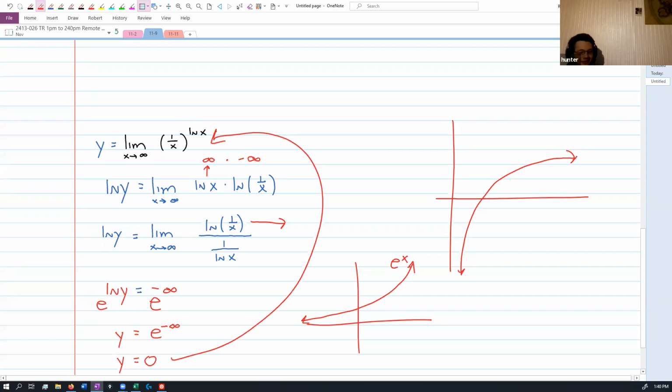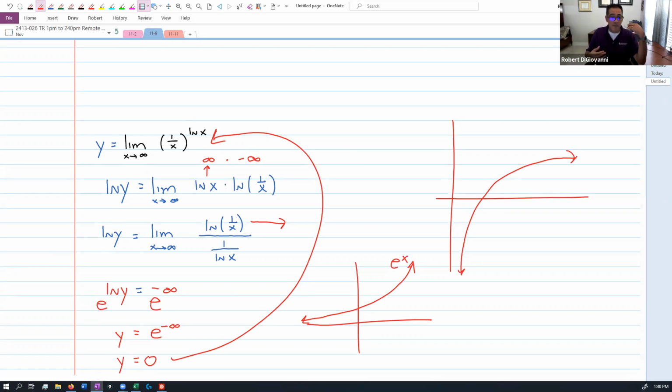But the thing is, you cannot use L'Hopital here because you don't have what you need. You don't have 0 over 0. You don't have infinity over infinity. In fact, here, you don't even have indeterminate. This is infinity times negative infinity. That is a huge negative number. Okay, let's move on. We can get lost in this.